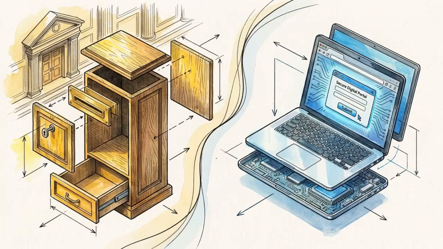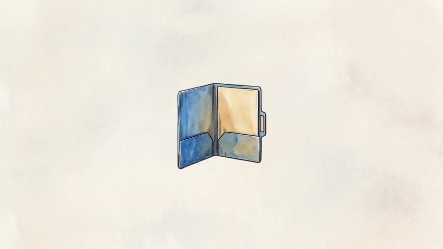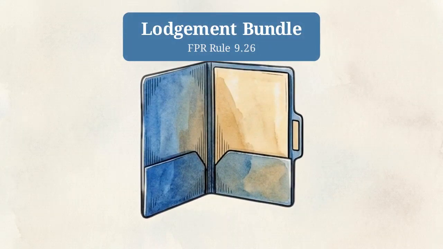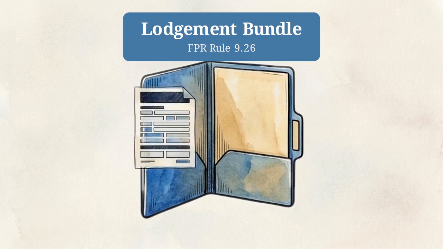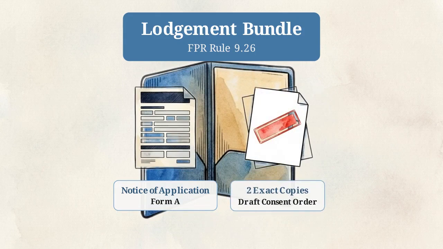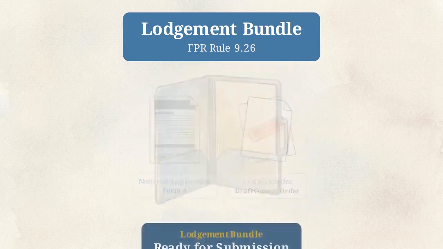The process begins with Rule 9.26 of the FPR 2010. This rule sets out the strict requirements for lodging your documents, whether you are filing physically at a divorce center or utilizing the online portal. To avoid immediate rejection by the court, the application must contain a precisely configured lodgement bundle. The first mandatory requirement is the Notice of Application in Form A. You must also include 2 exact copies of the draft consent order.